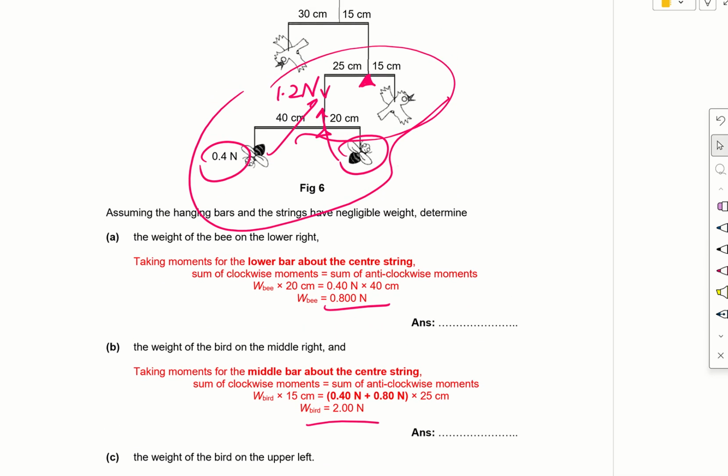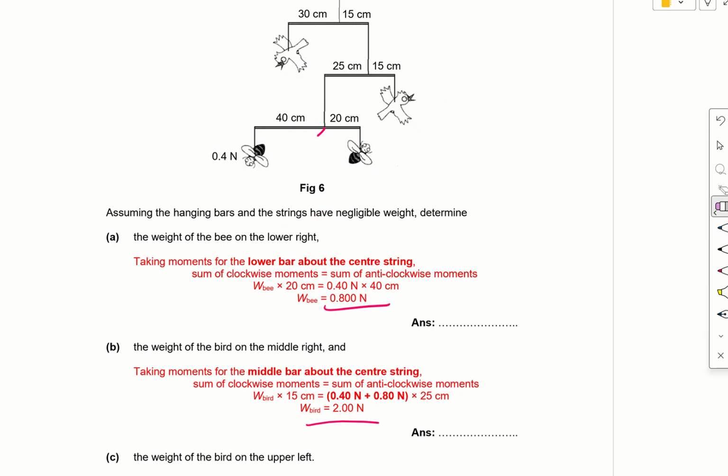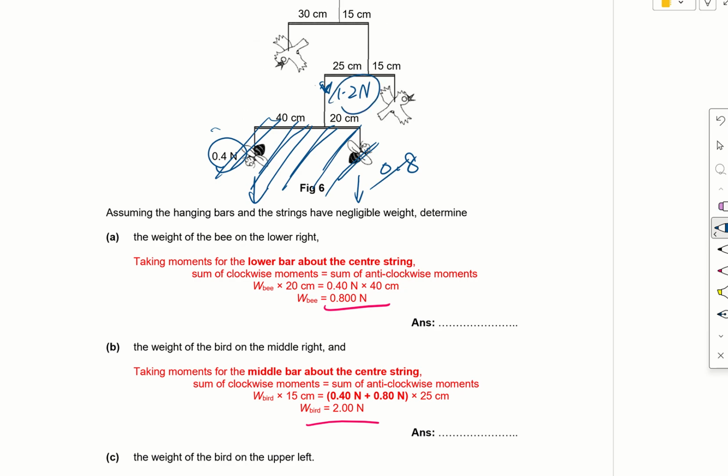So it's as if, to make it clearer, it's as if I were to remove this whole thing, I should replace it with a force of 1.2 Newton, because that is the total downward force exerted by this 0.4 and this 0.8. So I can actually erase this. I don't want this. I can actually replace it with a 1.2 Newton. And that will help me to solve for the weight of this bird on the right.